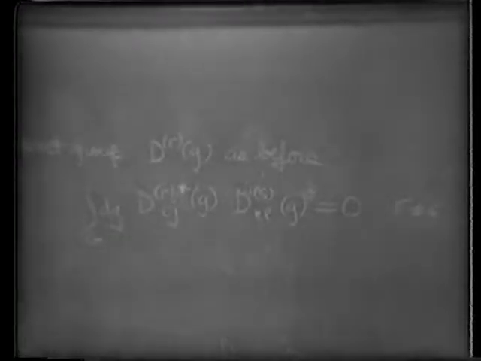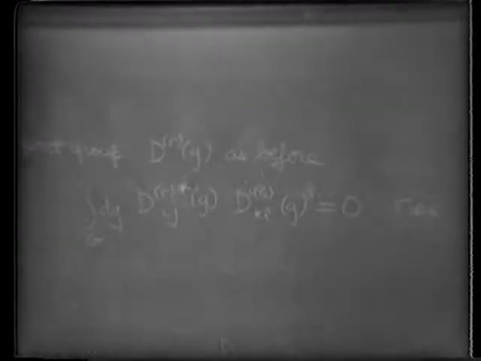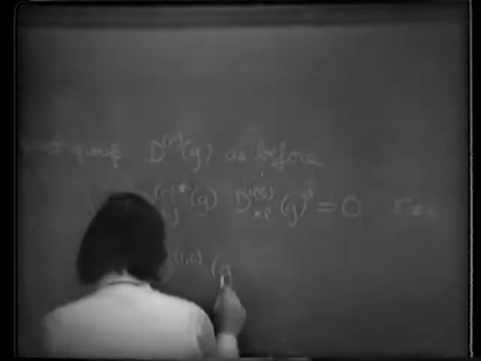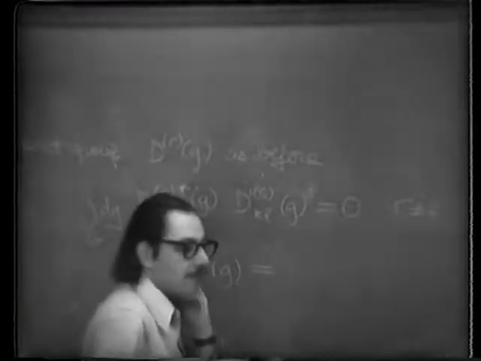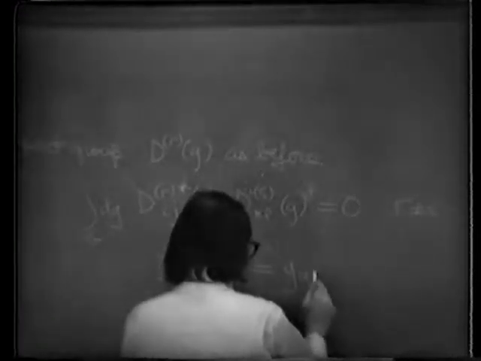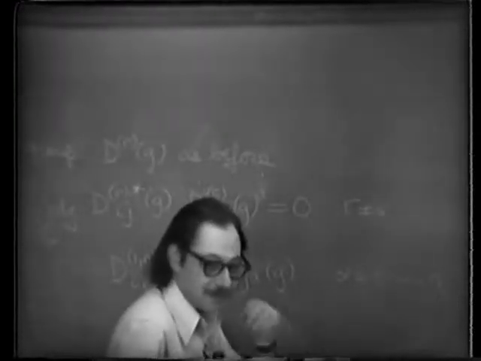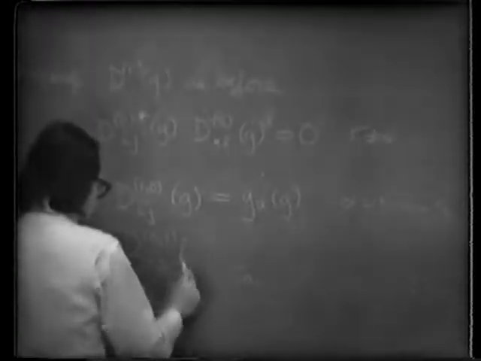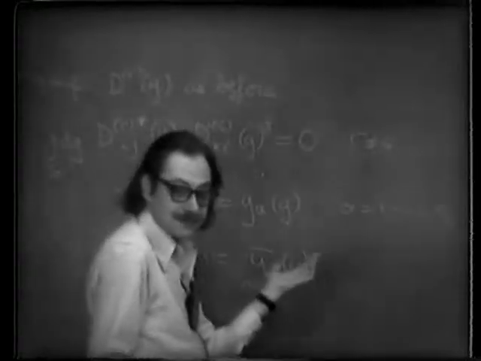Now, I will use this theorem in the following way. Let me start out with the three-dimensional representation. That representation, D10 of g, ij, I'll just consider all of its matrix elements together and call them Y alpha of g, where alpha goes from 1 to 9. Just a set of 9 functions on the group, the 9 matrix elements of this 3 by 3 matrix. Likewise, of course, D01, ij of g, is the conjugate objects.